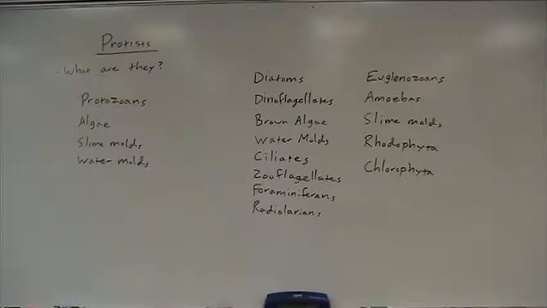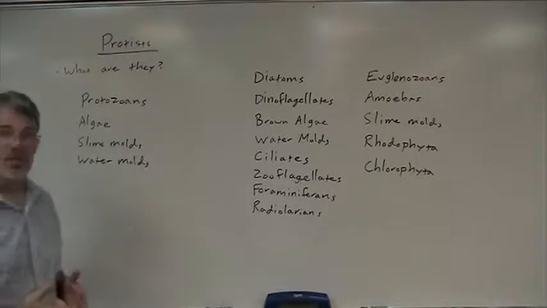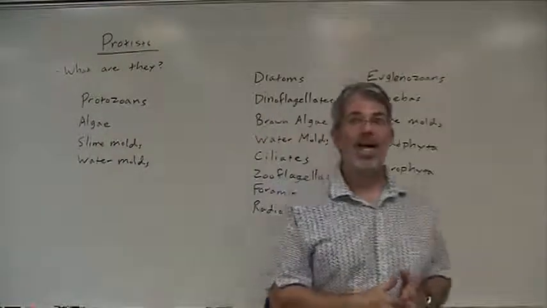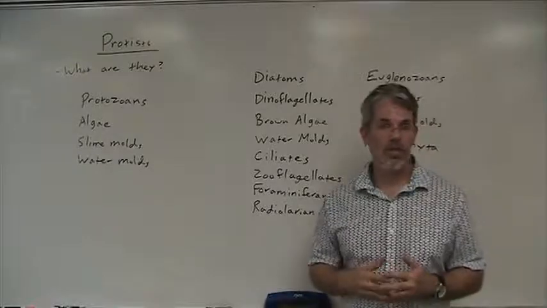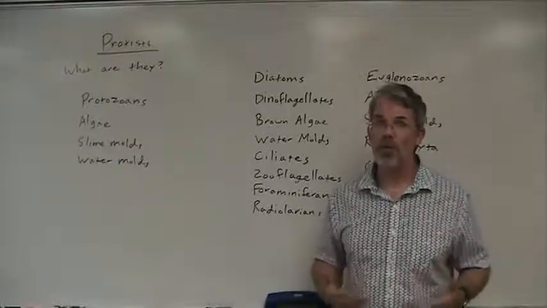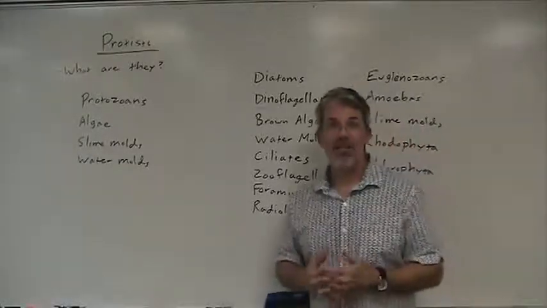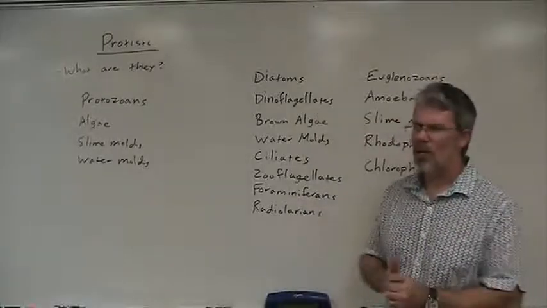A bit on protists. Now, at this point, we're talking about eukaryotes. Eukaryotes are organisms that have a membrane-bound nucleus and organelles. They include protists and plants and animals and fungi. But here we're talking about protists.